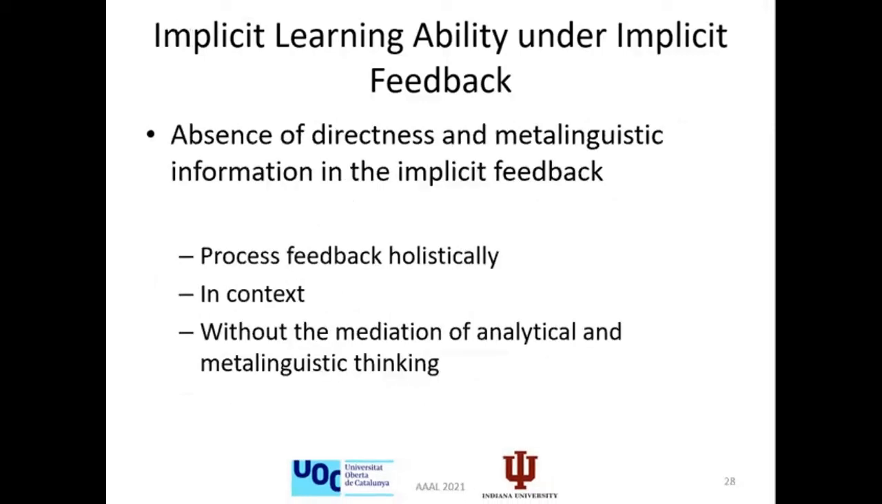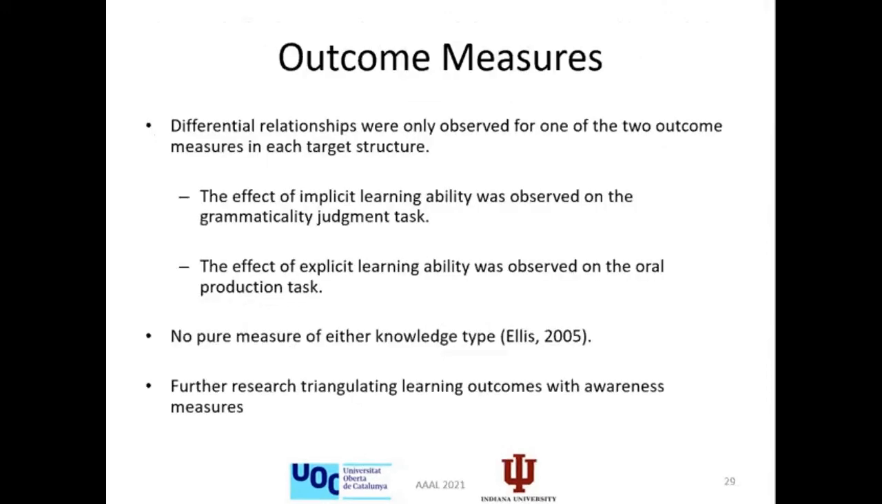The finding that implicit learning ability played a role under the implicit feedback condition might be related to the absence of directness and metalinguistic information in the implicit feedback. The lack of these two features might have helped those learners with higher implicit learning ability process feedback holistically and in context without the mediation of analytical and metalinguistic thinking.